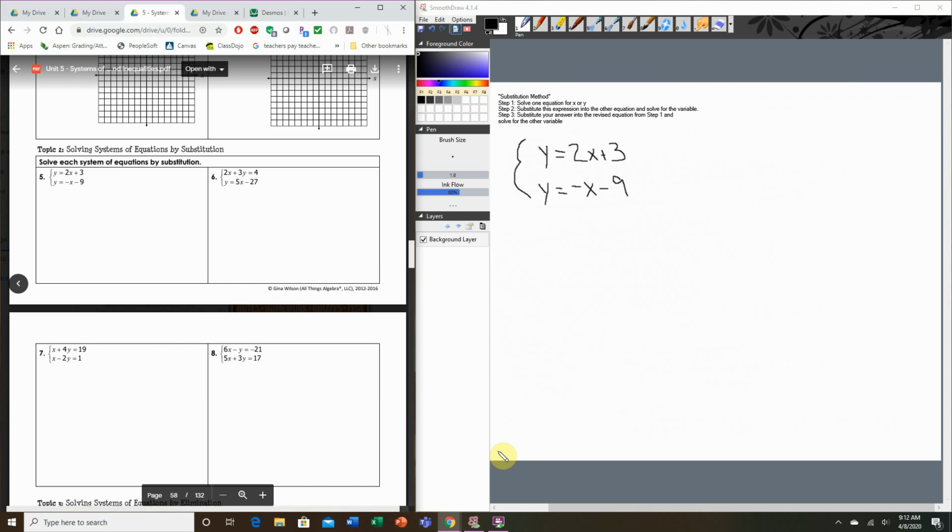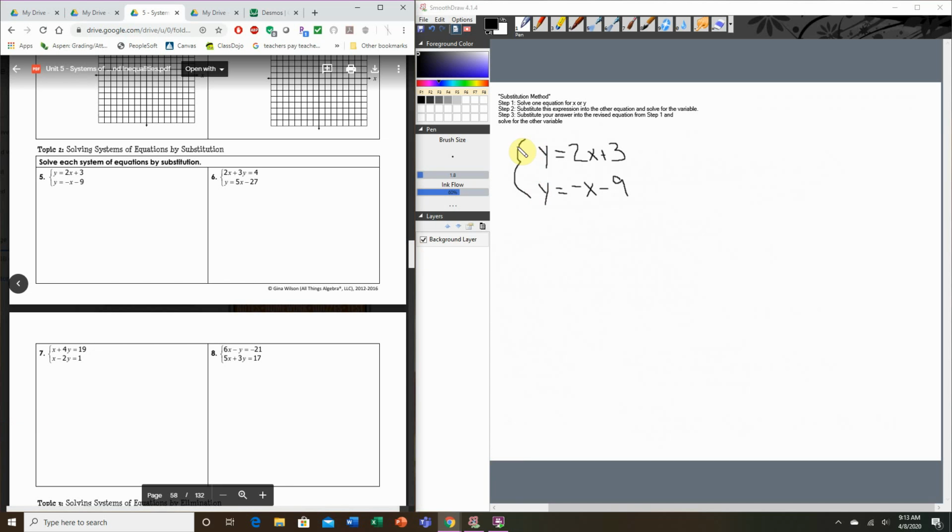Today we're going to be talking about the substitution method. Okay, so last video we reviewed how to graph a system of equations, but now we're going to talk about maybe if you don't feel like graphing, or maybe if your coordinate grid gets too big, you want to do something called the substitution method. Okay, so let's start off with number 5.